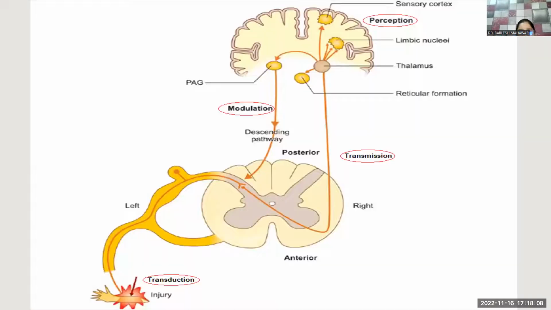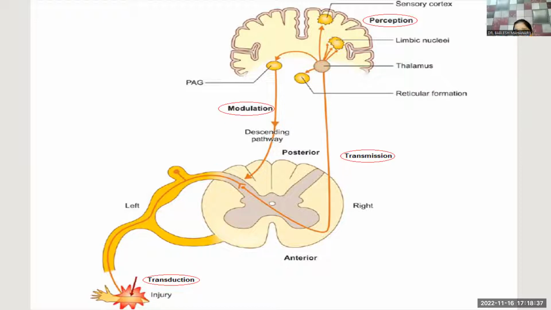So what happens is that from the first order neuron, the neurons move up to the opposite side and go to the thalamus. That is the second order neuron. And from the second order neuron, it goes to the sensory cortex. That is the post-central gyrus, and the pre-central gyrus is the motor cortex. This post-central gyrus gets scattered and moves to the areas of the limbic nuclei and the reticular formation.